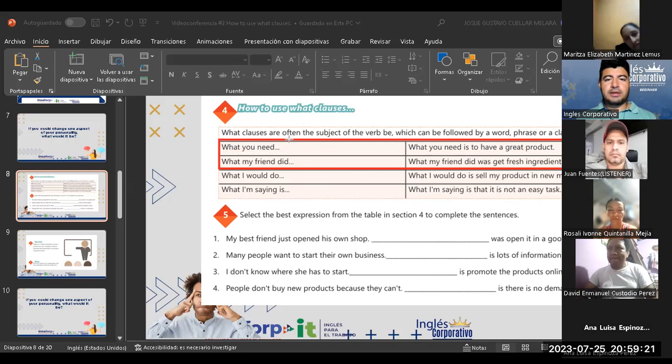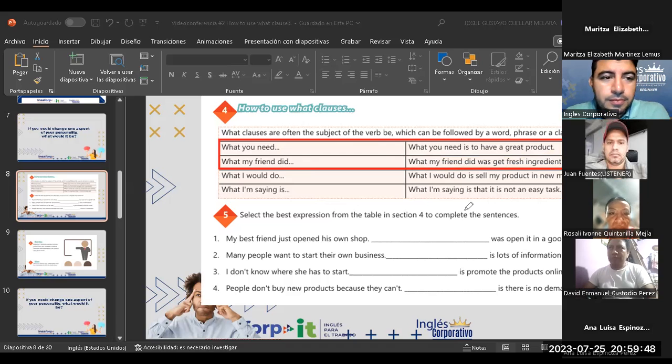Number one. What you need is to have a great product. Yeah, number two. What my friend did was get fresh ingredients. Fresh ingredients, thank you. Okay, so we can have Rosalie, number three and four. What I would do is sell my product in new markets. And number four, please.